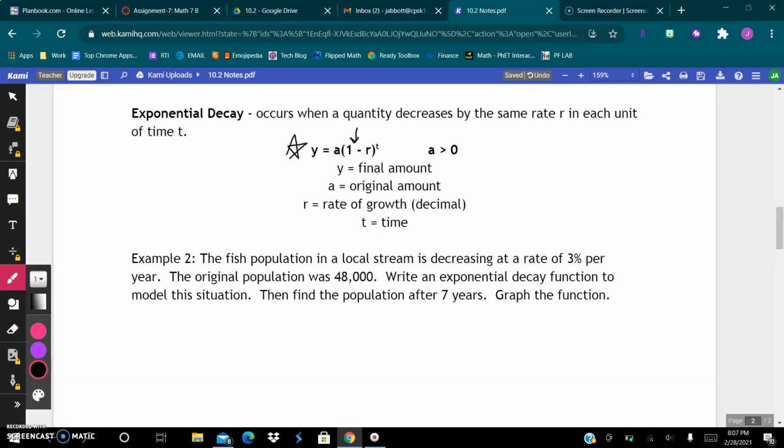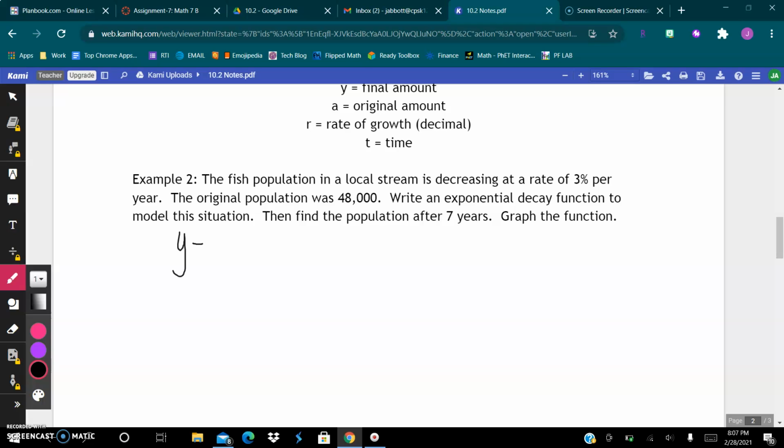So for example 2, the fish population on a local stream is decreasing at a rate of 3% per year. The original population was 48,000. Write an exponential decay function to model this situation and then find the population after 7 years and graph our function. So we have y equals a times 1 minus r to the t power.